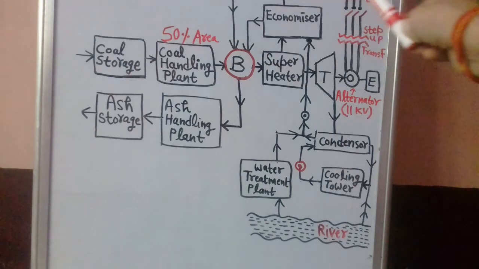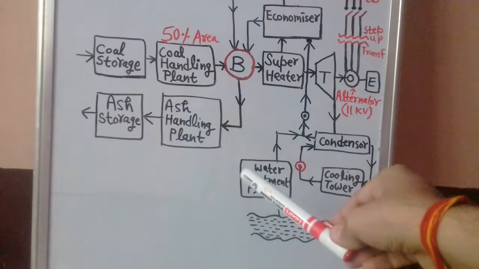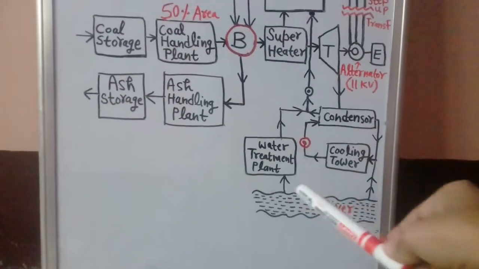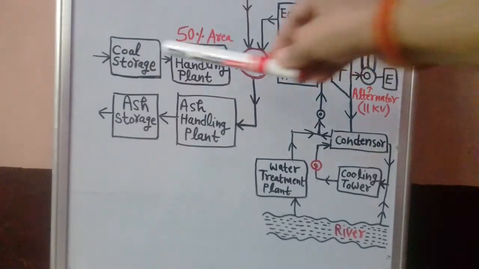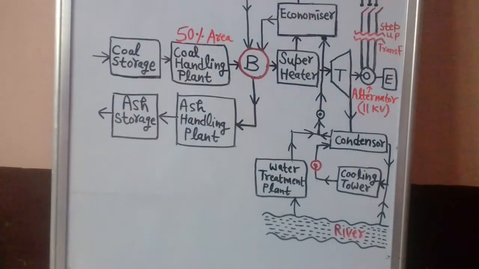R and B here represent the transmission lines. So this is the water treatment plant. Now here we shall discuss one by one. See here, this is the coal storage.